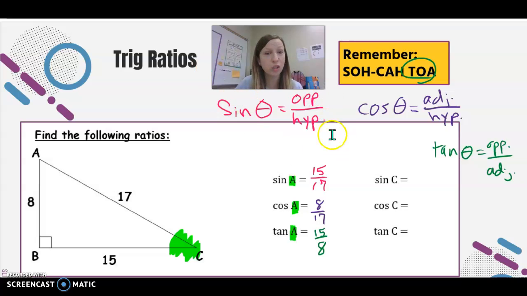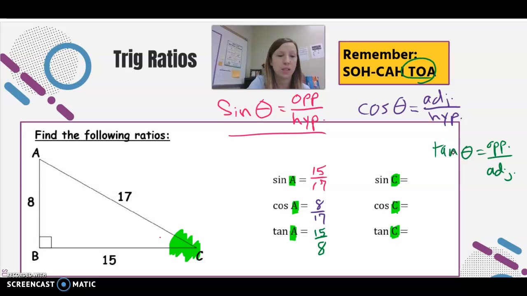All right, so hopefully you've tried them on your own, and we're going to check your answers now. So remember, we're talking about angle C for each of these ones, okay? So everything in relationship to angle C. So sine, let's look back up here. Sine is opposite. So in this case, it's 8 over the hypotenuse, and the hypotenuse is still 17.